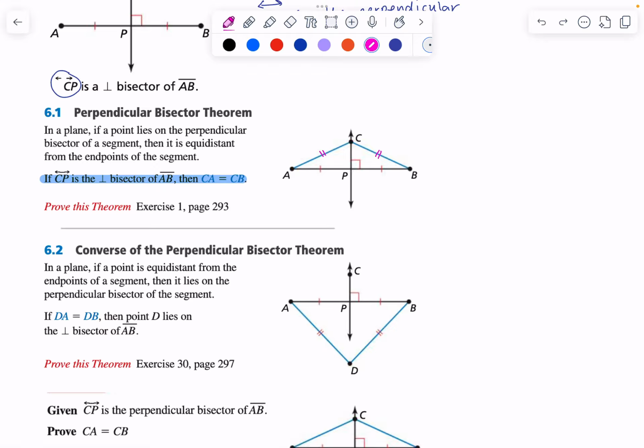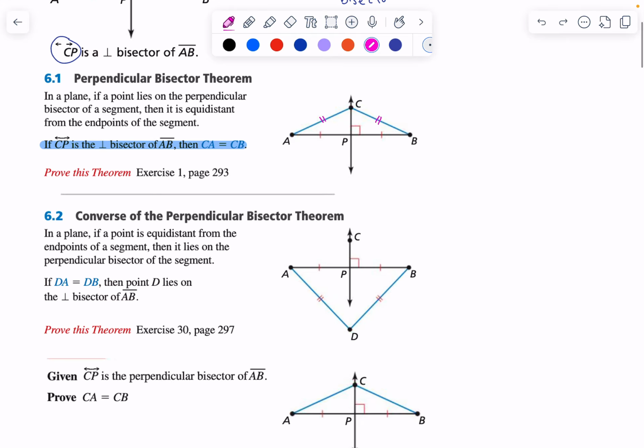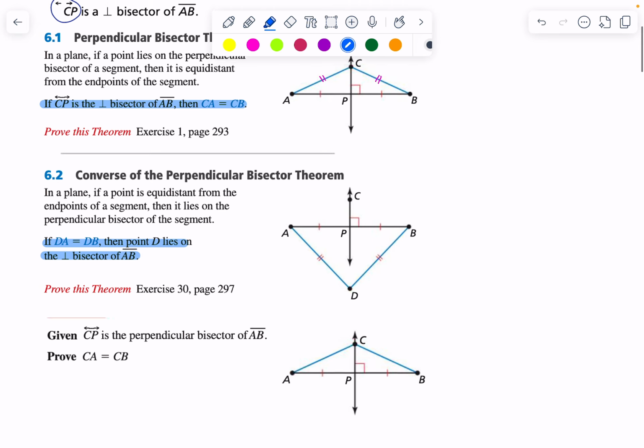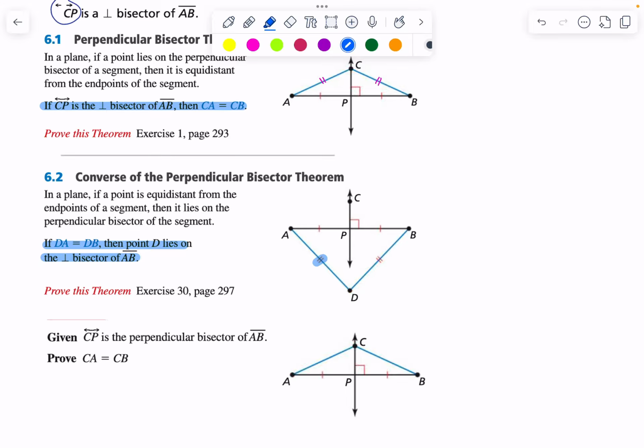The converse of this theorem, again, that's just when you're flipping the hypothesis and the conclusion. So in this case, we're given that segment DA is equal to segment DB, which then means that point D lies on the perpendicular bisector of segment AB. So in other words, if we're given that this is equal to this, then we know that this line is the perpendicular bisector of this line.